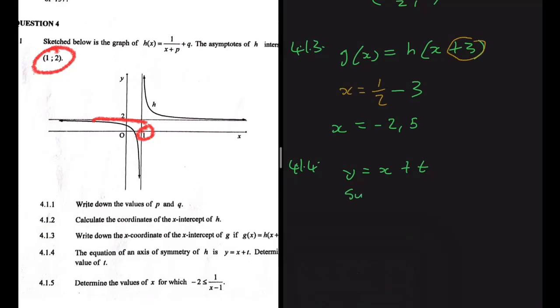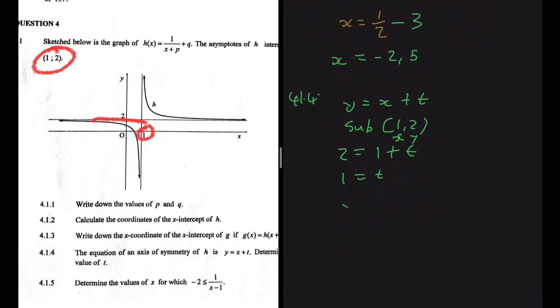If we substitute that point, we get 2 equals 1 plus t, so 2 for y and 1 for x. So we get 1 is equal to t. So the axis of symmetry is y equals x plus 1, and we were just asked to find t, and there we have t. So I think we're good to go.